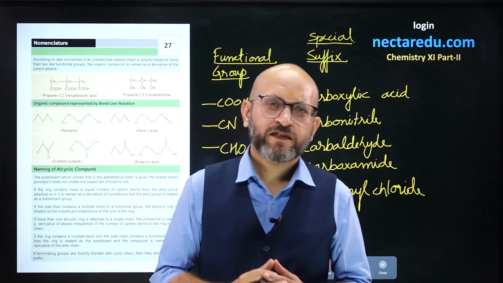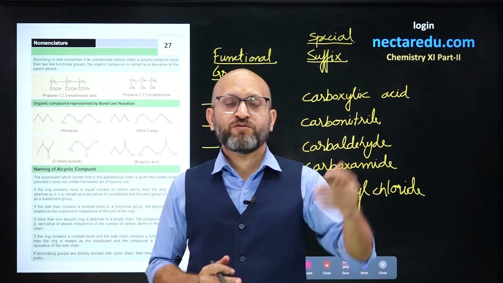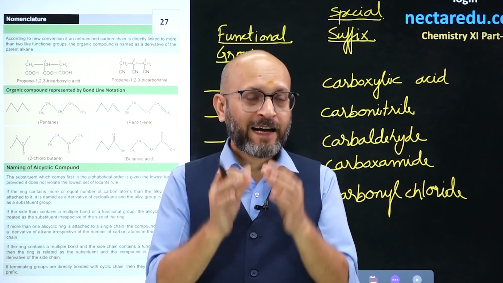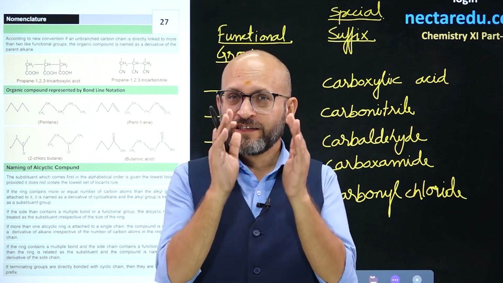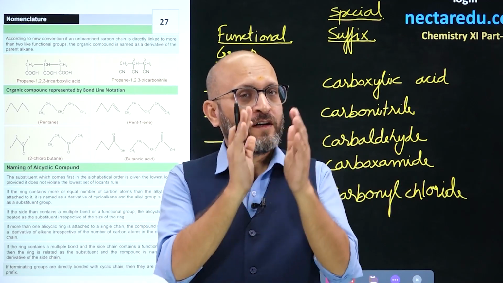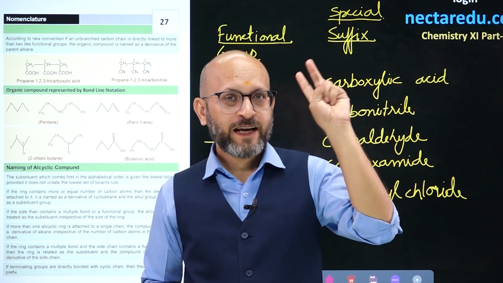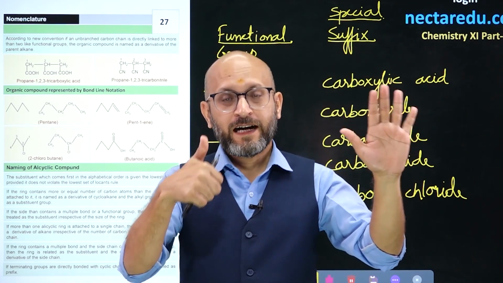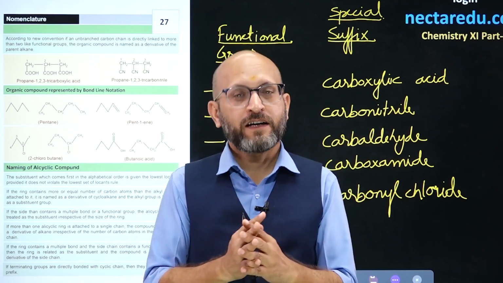There are certain cases where a functional group is repeated more than 2 times. If a functional group is repeated twice, and I'm talking about the chain terminating functional groups. What are these? These are functional groups which come at the beginning of a carbon chain. Which are those? They are carboxylic acid, ester, acid halide, acid amide, cyanide, formaldehyde. So these are functional groups which come at the beginning of a carbon chain.